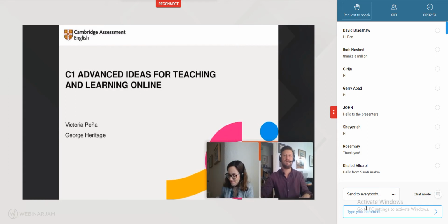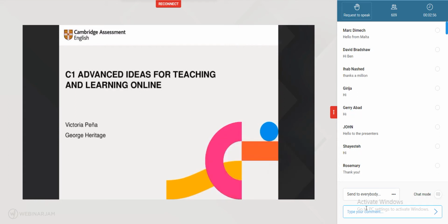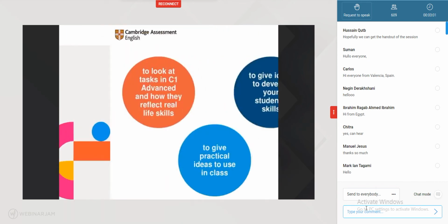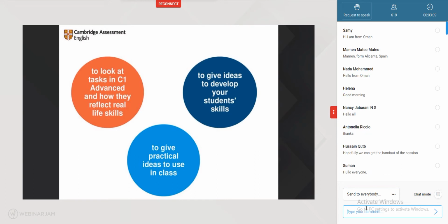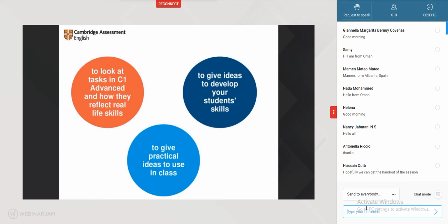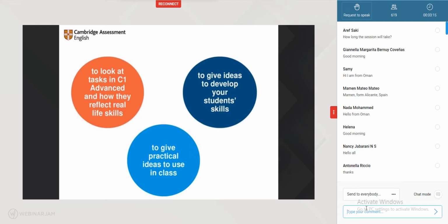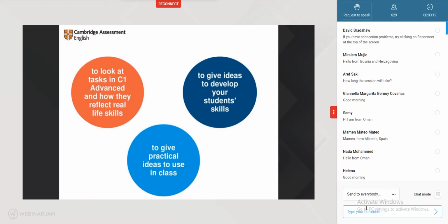Right. Should we start? So, Victoria, what are we doing? We're going to be looking at tasks in C1 Advanced and also see how they can reflect real-life skills. Try and give you some ideas to develop your students' skills. And we will finish giving some hopefully practical ideas to use in class.